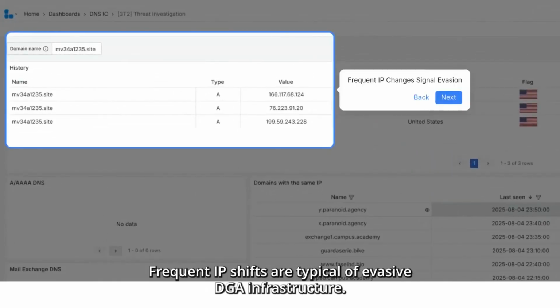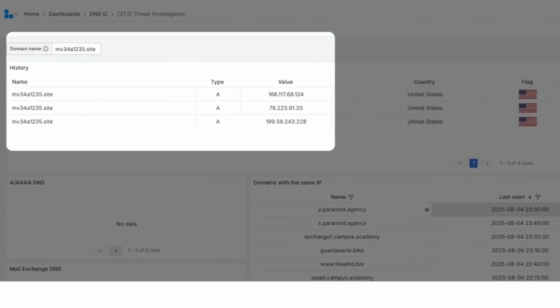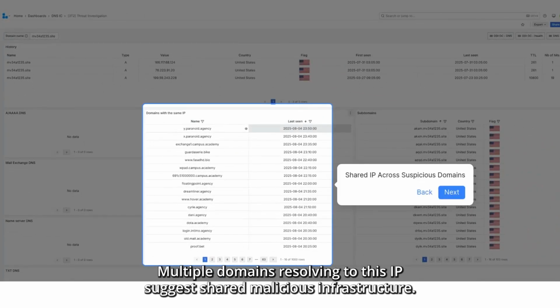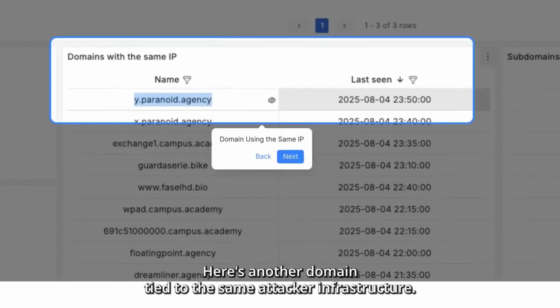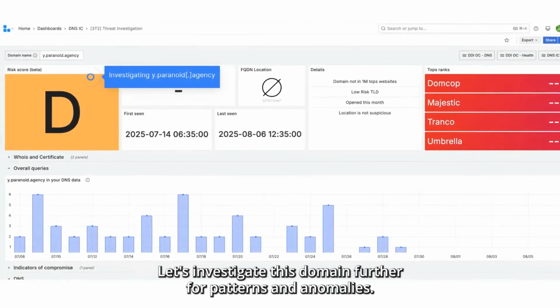Frequent IP shifts are typical of evasive DGA infrastructure. Multiple domains resolving to this IP suggest shared malicious infrastructure. Here's another domain tied to the same attacker infrastructure. Let's investigate this domain further for patterns and anomalies.